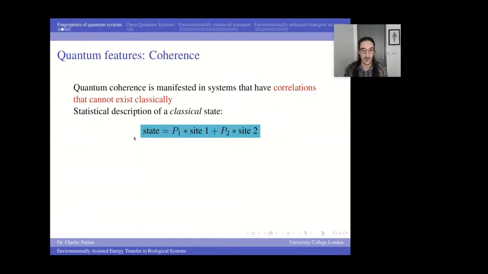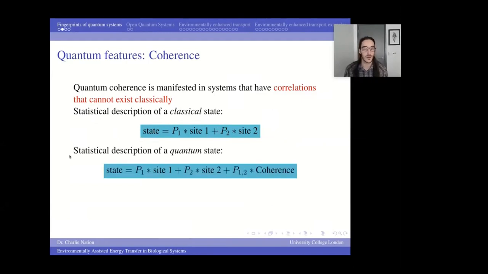So this is the most general description that we can have of a classical probabilistic state. On the other hand, with a quantum state, we have this extra term, and this extra term is called the coherence, and this can be manifested physically in a bunch of possible ways. For example, in interference effects, you can see oscillations due to it.